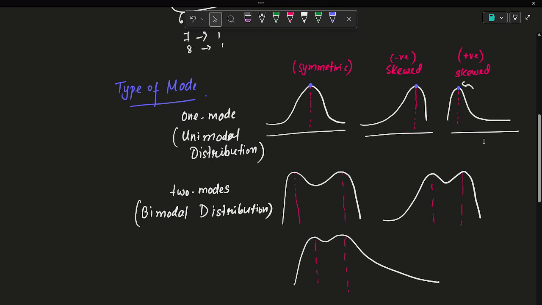Now in the next video we will be talking about dispersion. We will be starting a new topic which is dispersion, where we will talk about range, mean deviation, standard deviation, variance, all those things.